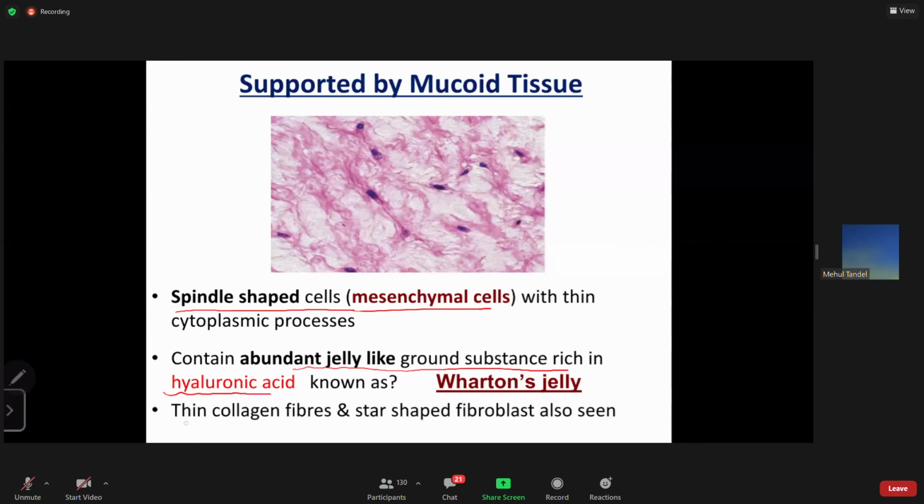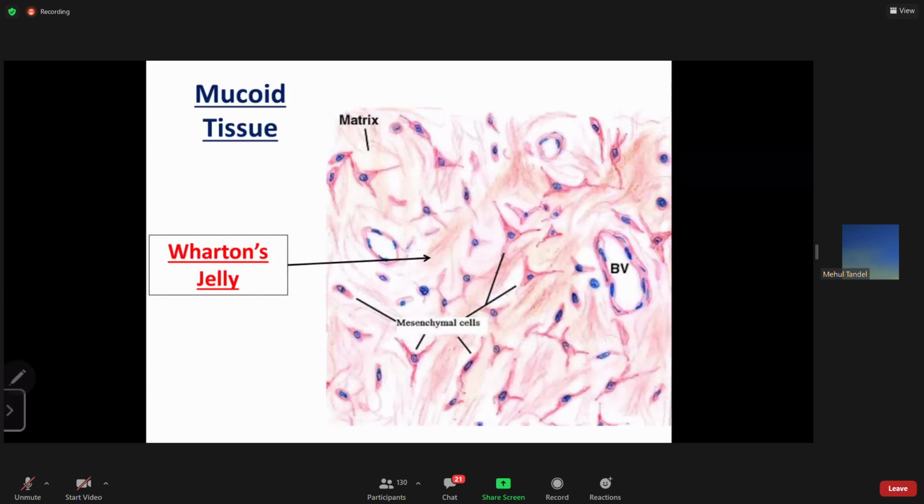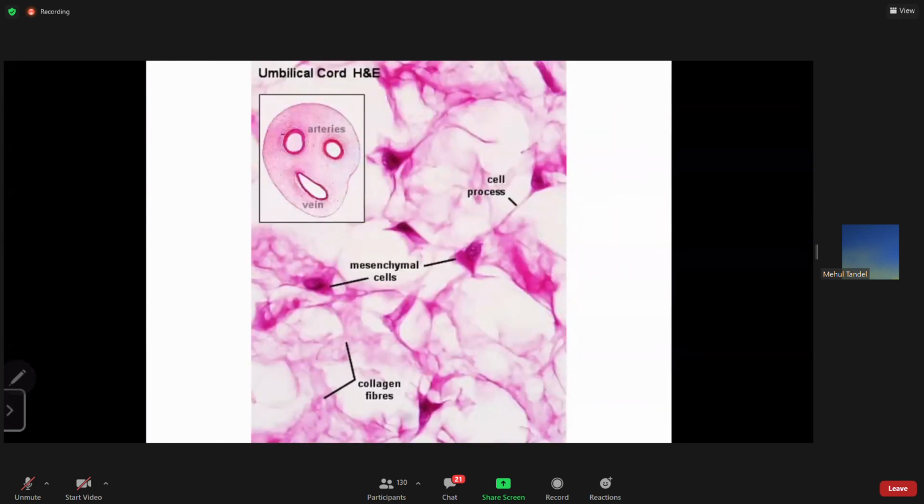Also contains thin collagen fibers and star-shaped fibroblasts. Okay, so that is about the mucoid connective tissue. Okay, you can see the spindle-shaped cells with the various cytoplasmic processes and Wharton's jelly. Here you can see the collagen fibers, the mesenchymal cells, spindle-shaped cells, and all this ground substance is Wharton's jelly. Okay, so that is about the structure of the umbilical cord.